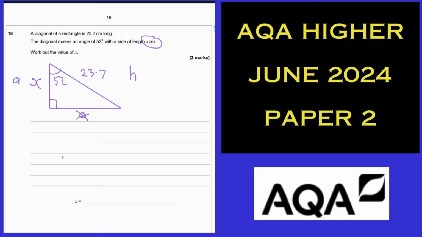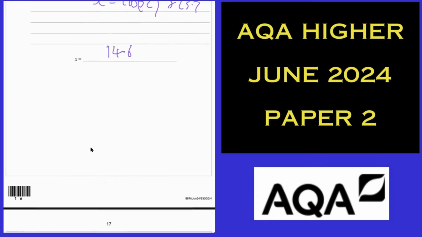It's a question. And we want the adjacent. The adjacent is cos of our angle times by the hypotenuse. If you've got a calculator which is a smart aleck and opens up brackets for you, make sure you close it. Make sure you get 14.6. Mark scheme allows anything from 14.59 to 14.6 inclusive.